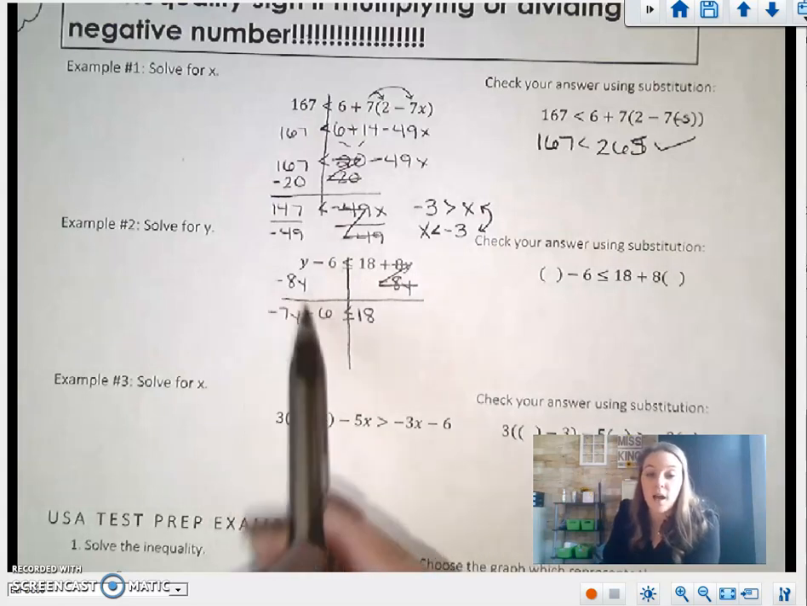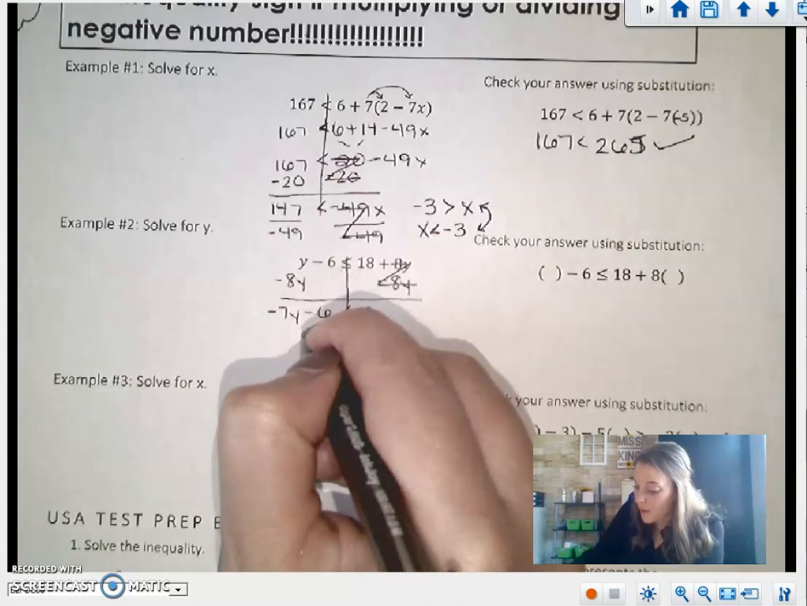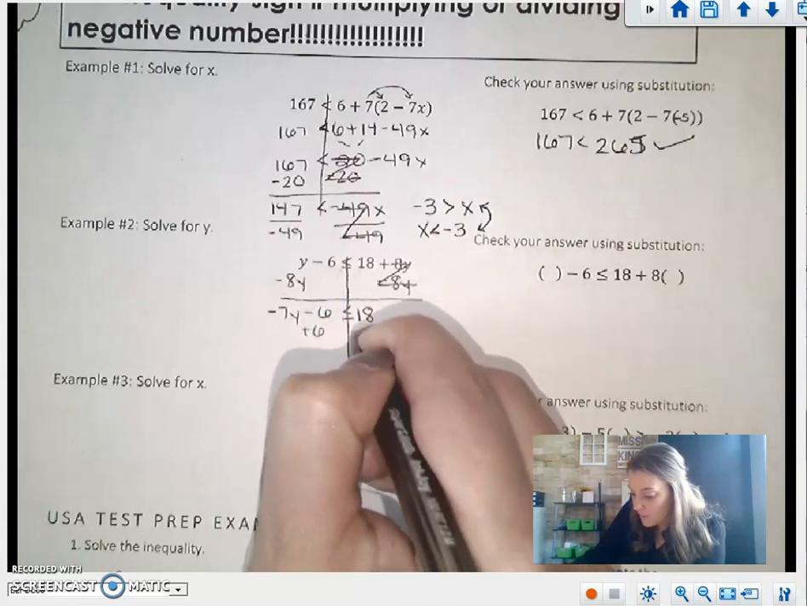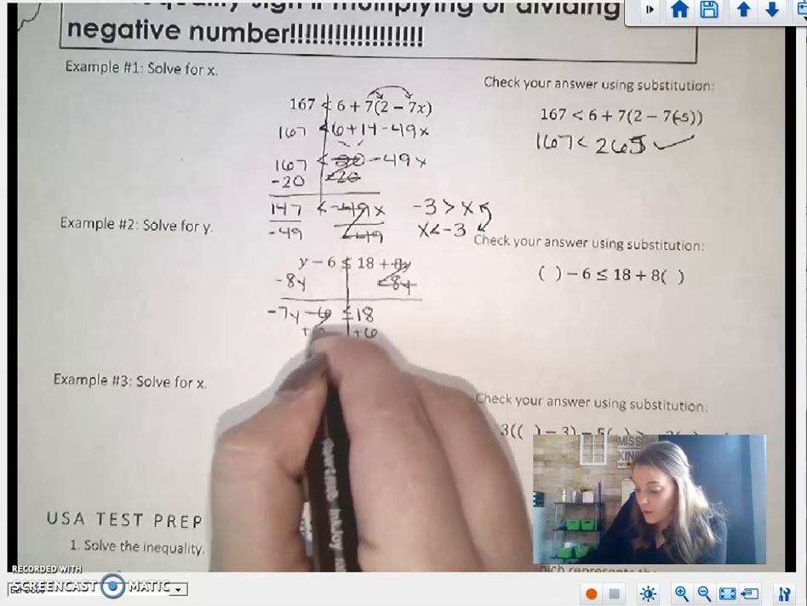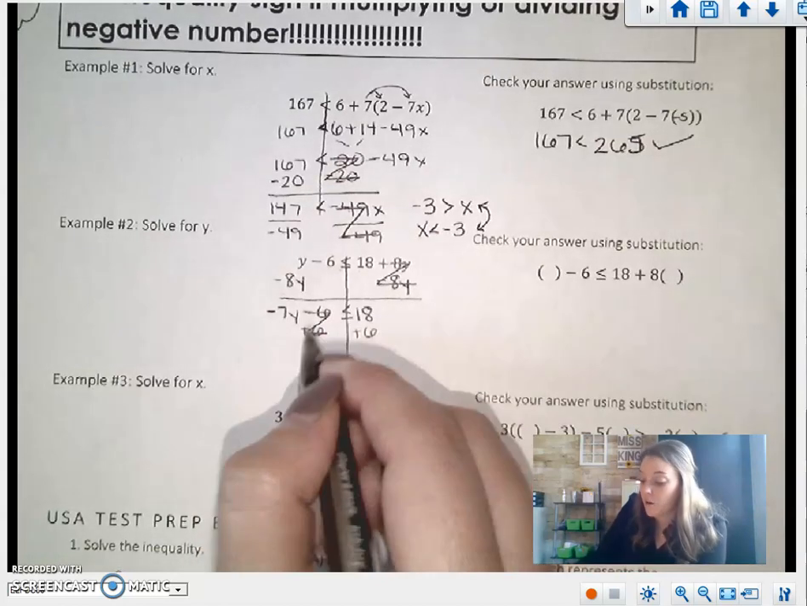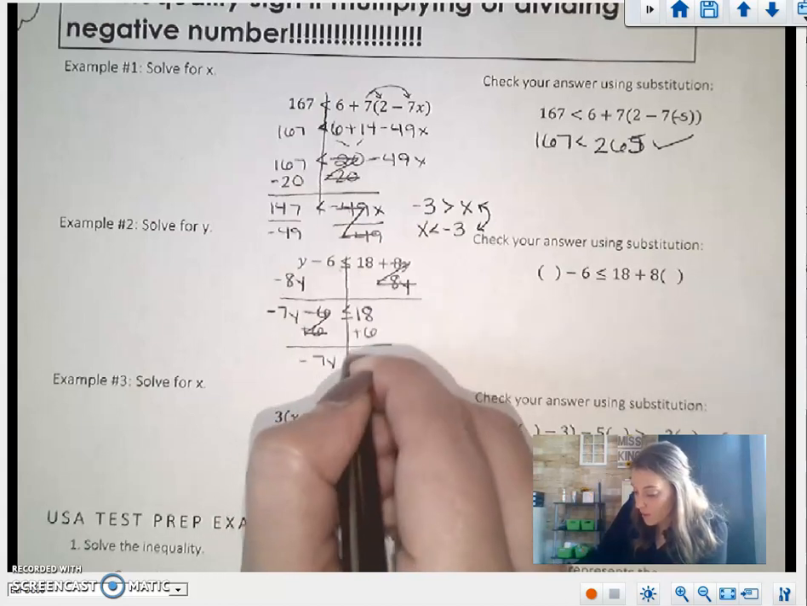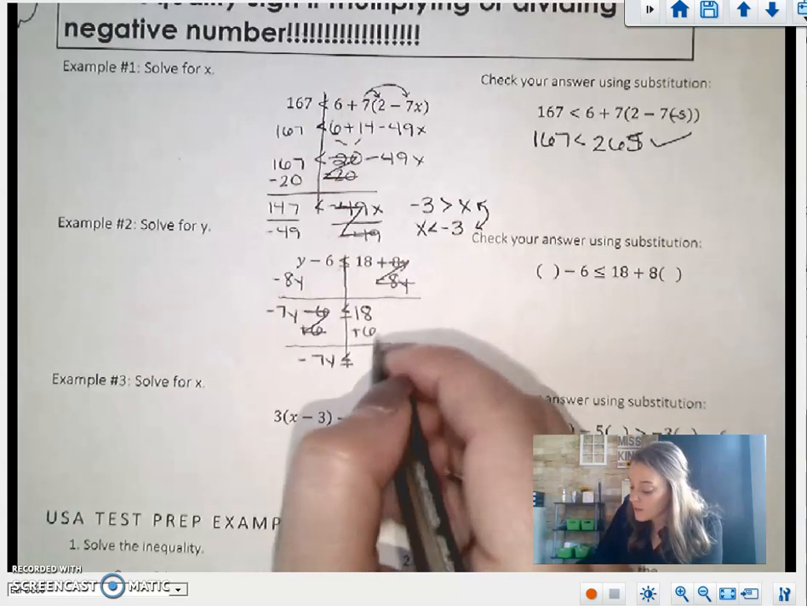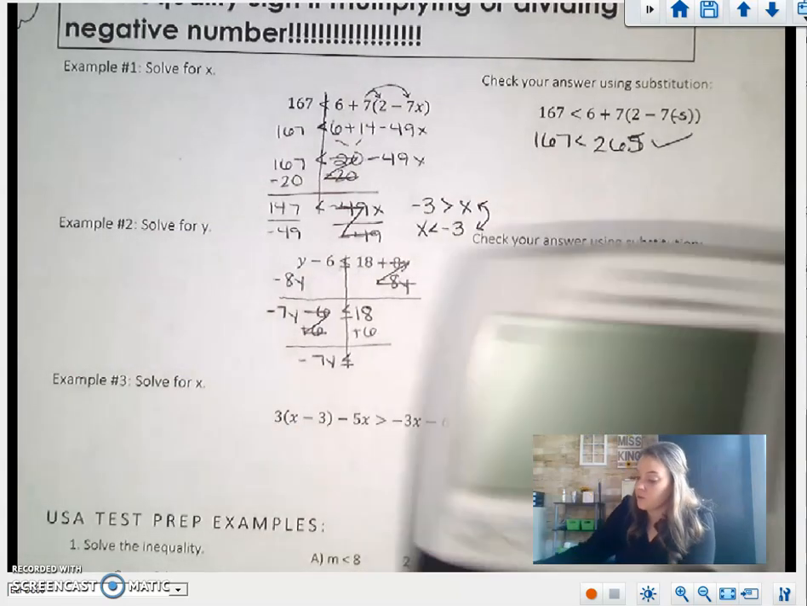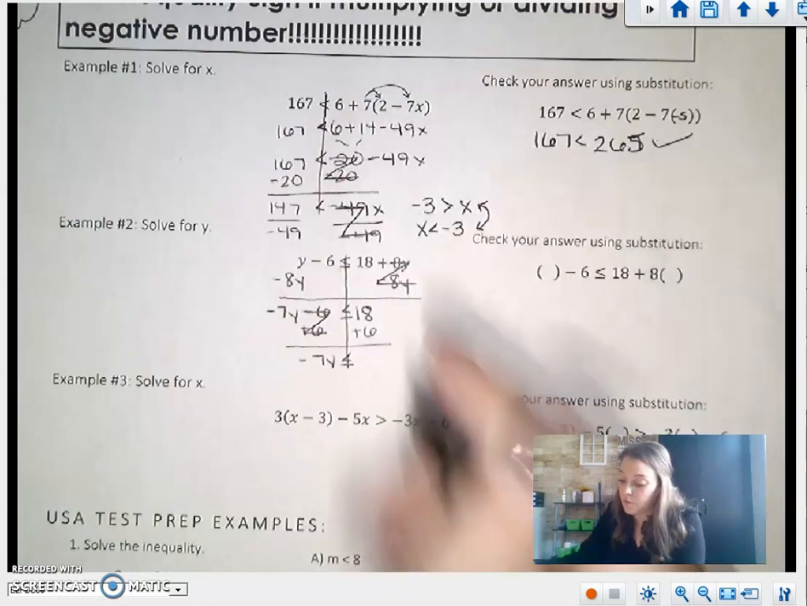So now I only have variables on the left. I need to only have numbers on the right. So I'm going to add 6 to the left, add 6 to the right. So I have negative 6 and positive 6, zero out. Drop down my negative 7y, drop down my less than or equal to symbol. 18 plus 6, use my calculator, 18 plus 6, 24.